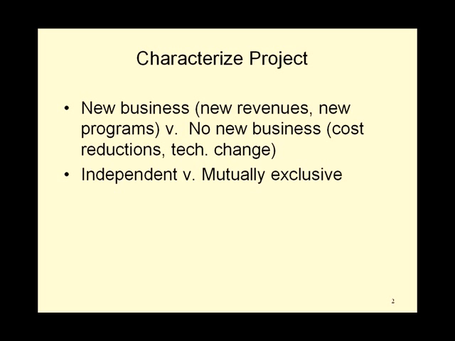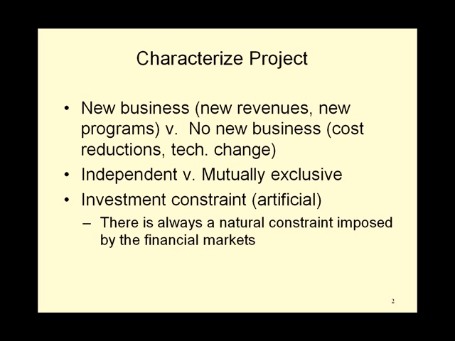A second question is whether the project can be evaluated as an independent standalone decision or whether we're considering 2 or more projects that are mutually exclusive and we must select among them. And the third question is whether there is some artificial constraint on the amount of money that's available for investments this year. Now note that there's always a natural constraint that's imposed by the financial markets that shows up as how much money the firm is going to be able to raise for investments in this time period on good terms.